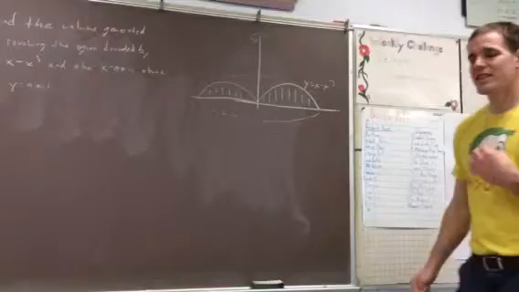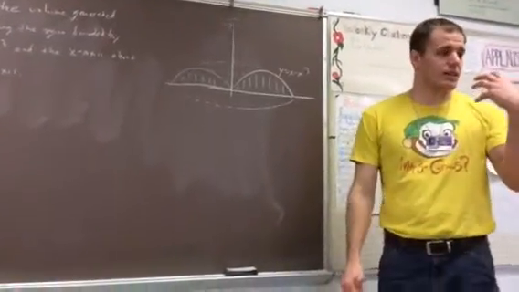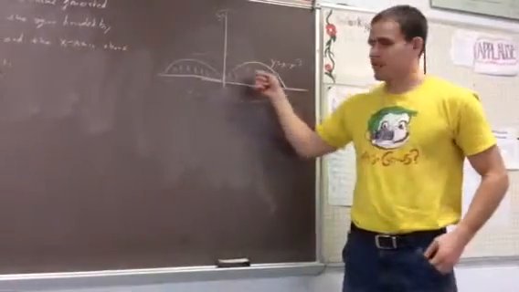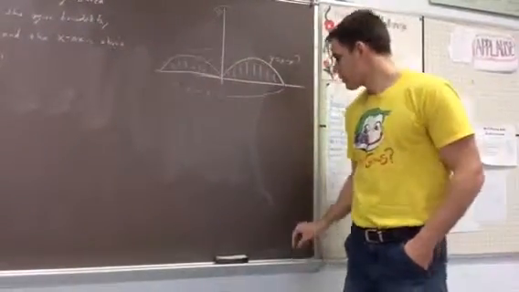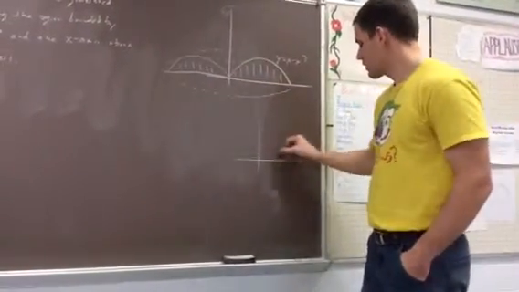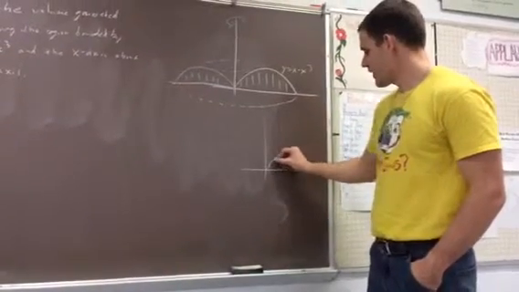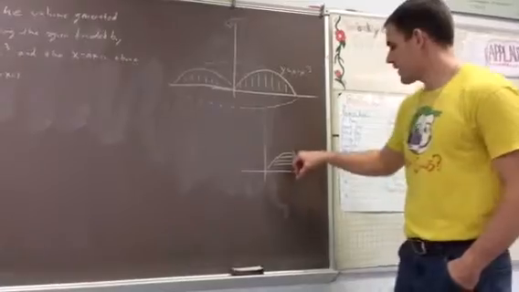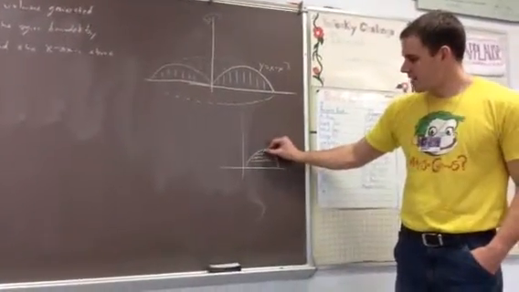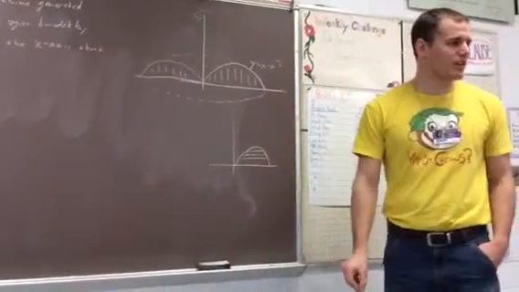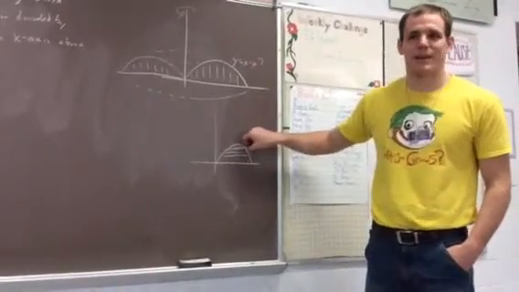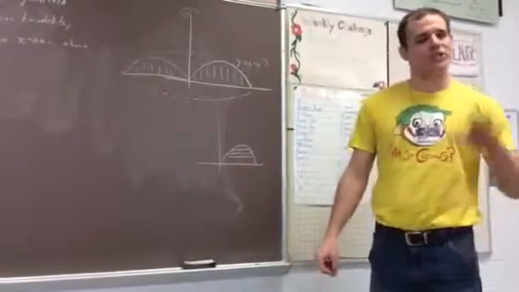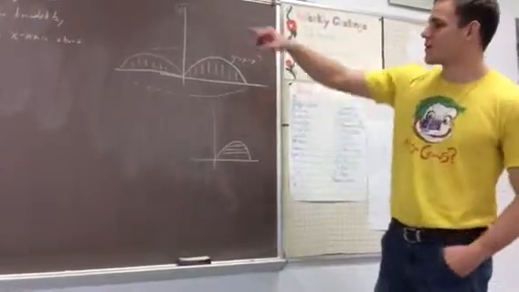We could do this using the disk method, but we'd have to do it in terms of y. So we'd have to be finding the height of these. Problem here is, to find the height of this, I'd have to break it up into two piecewise functions to get the outer radius minus the inner radius. And that starts getting gross, doesn't it? So we'll just avoid the piecewise functions and do it this way.